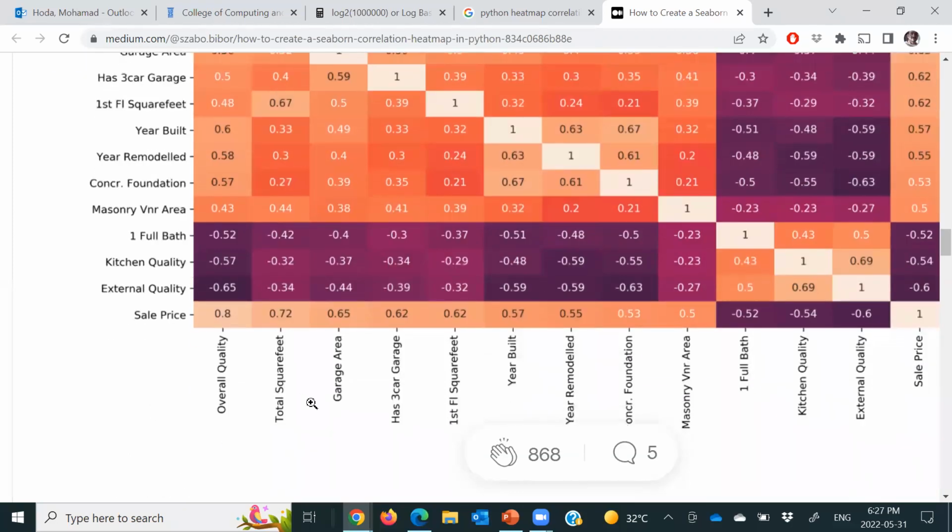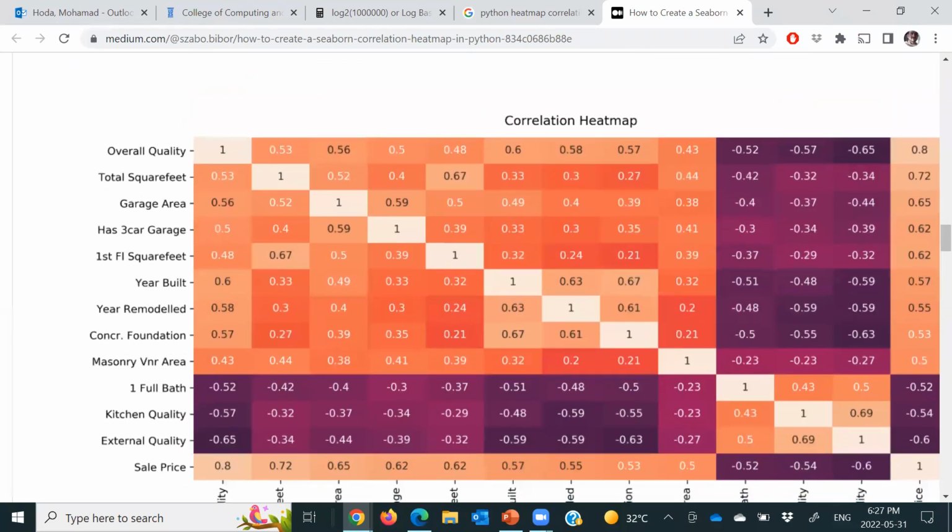What do you think? Look, let's say garage area with what is going to be perfect correlation? Remember, these here are the same as these here. So garage area with, can you see it? So this here is going to be what?